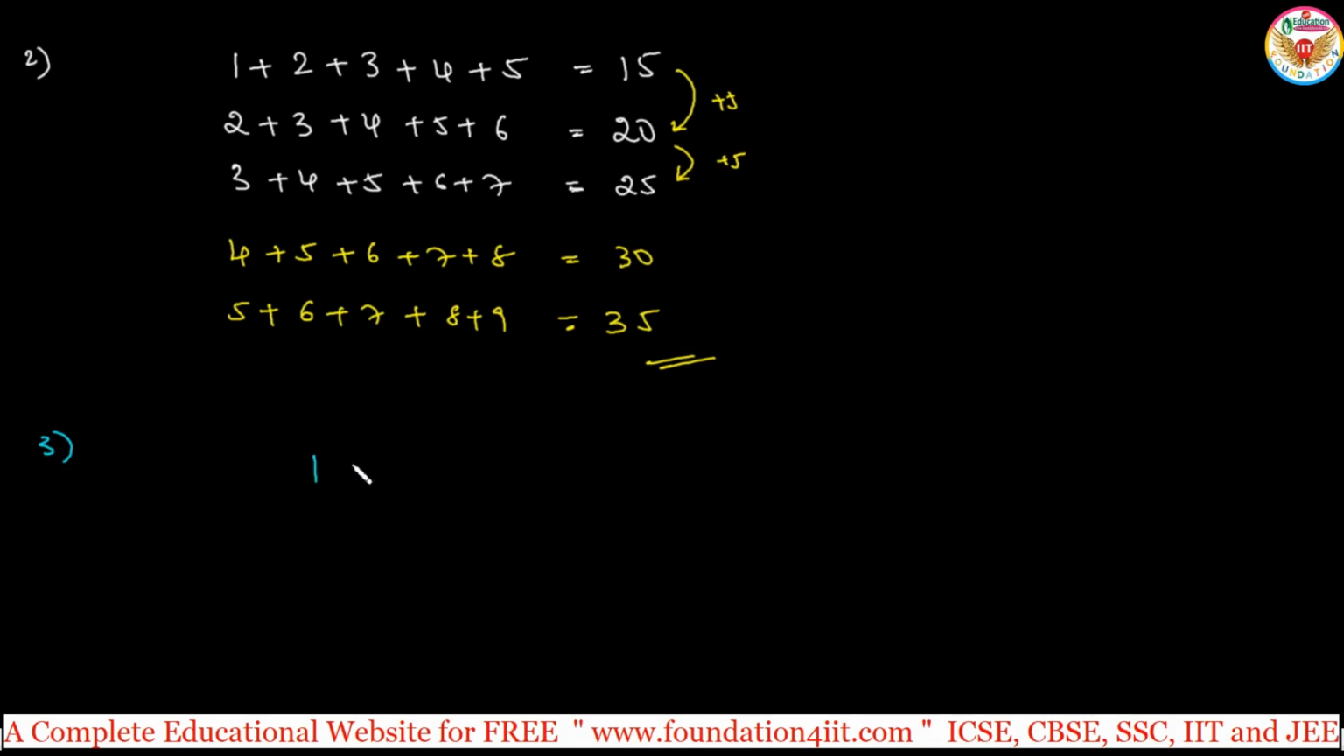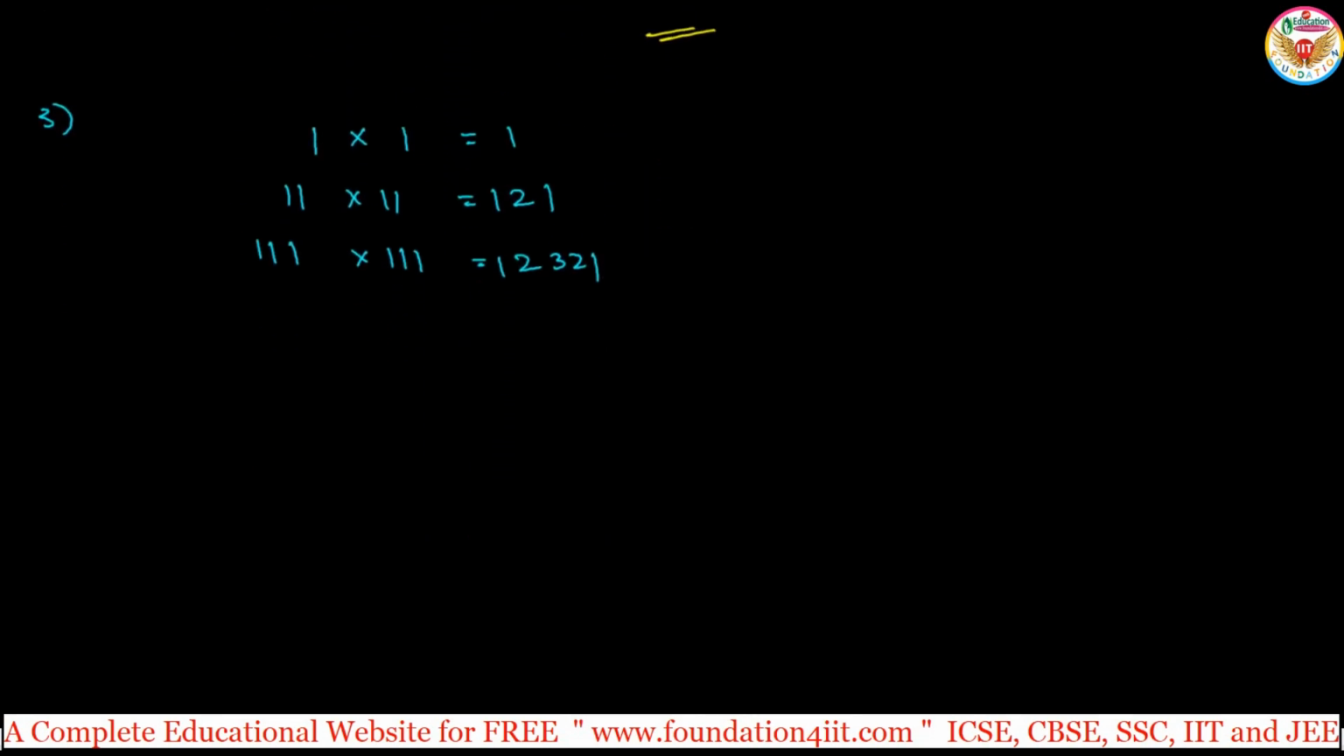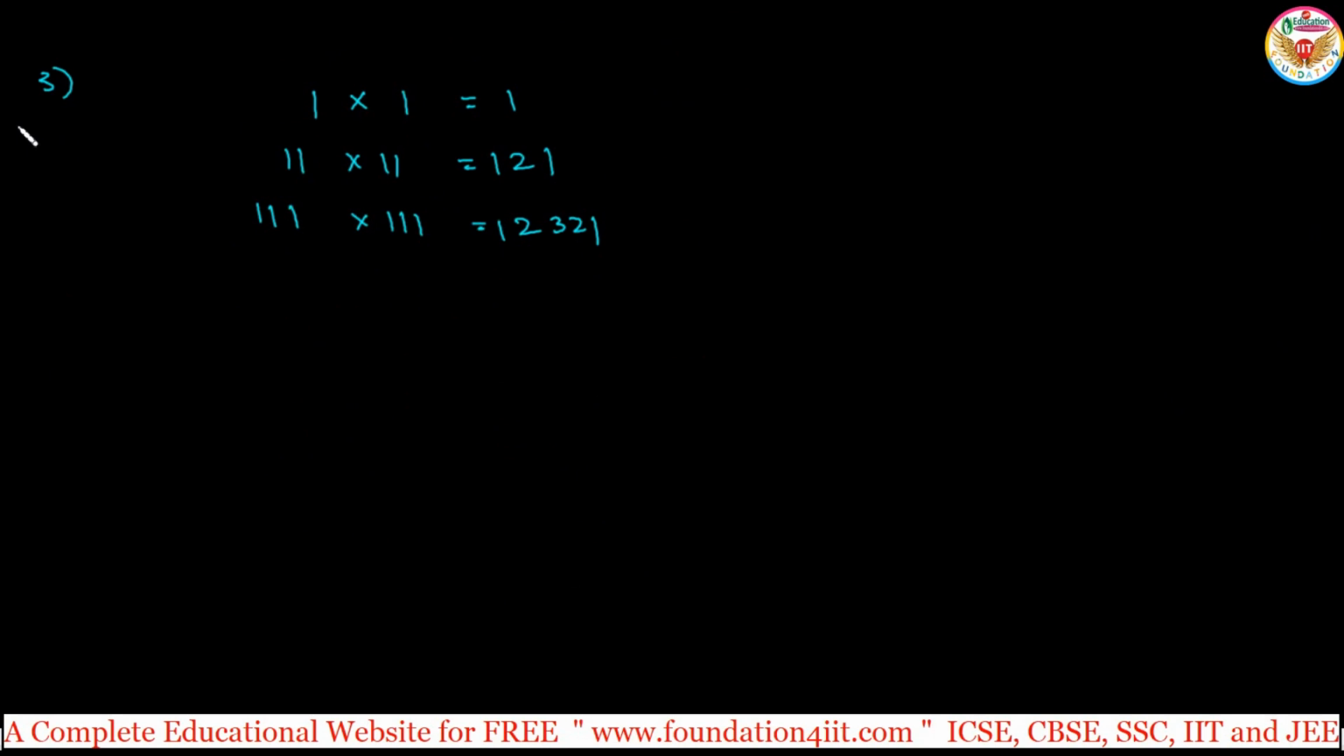Okay, let me show one more. Let's take the numbers. 1 times 1 is 1. 11 into 11 is 121. 111 into 111 is 12,321. So based on this, can you make the next 2 or 3? So 1, double 1, triple 1. If it is 3 ones, 1, 2, 3, again 2, 1. 2 ones means 1, 2, 1, decreasing.